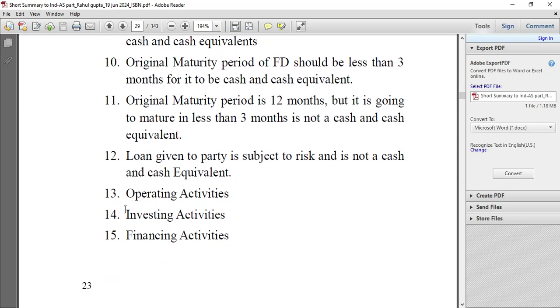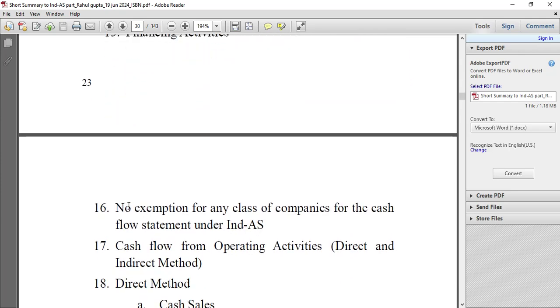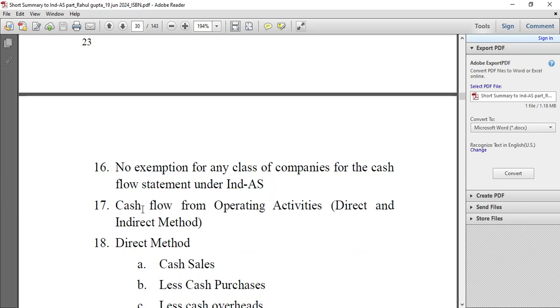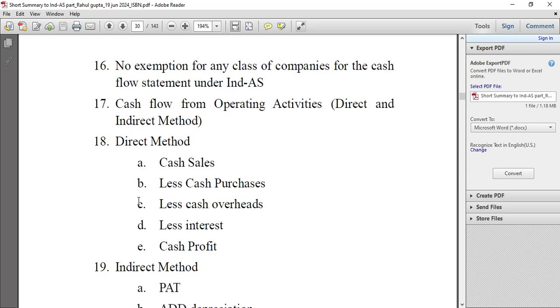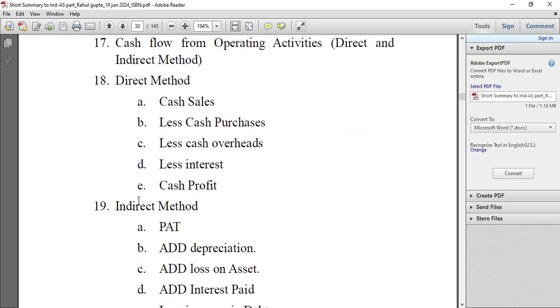There are operating activities, investing activities, and financing activities. There is no exemption for any class of companies for the cash flow statement under Ind-AS. Cash flow from operating activities can be presented by the direct or indirect method. Direct method: cash sales less cash purchases less cash overheads less interest gives cash profit.